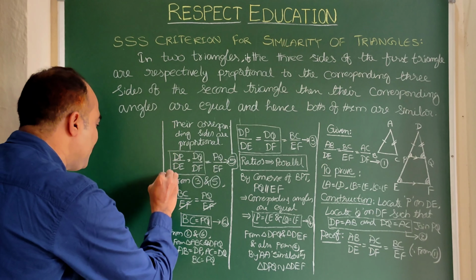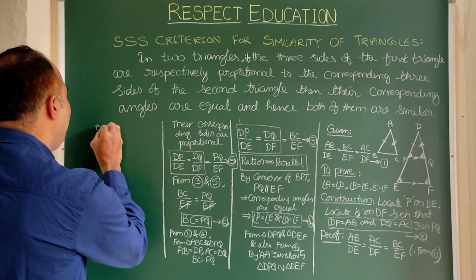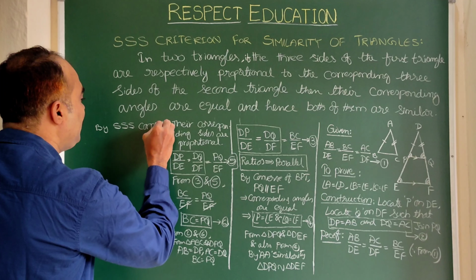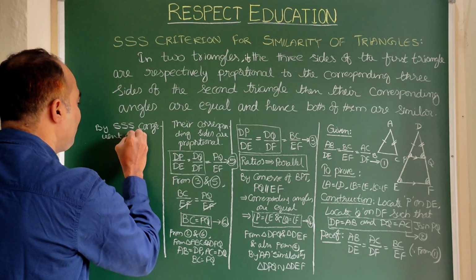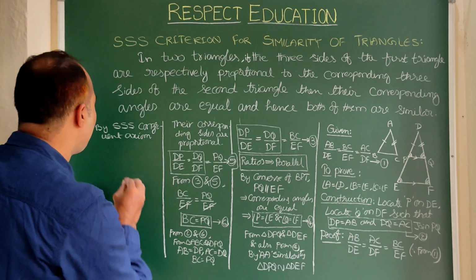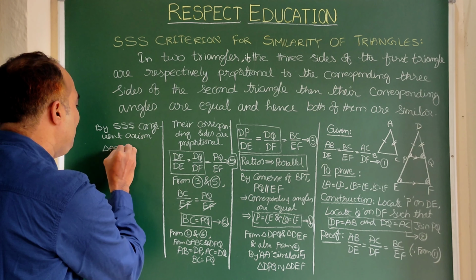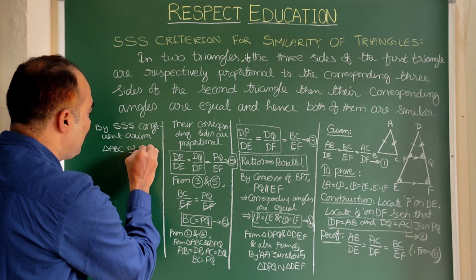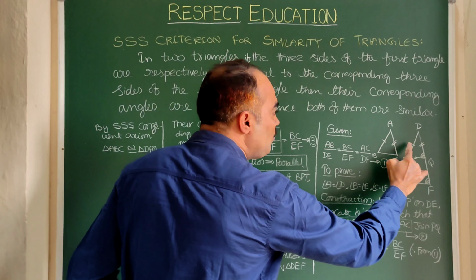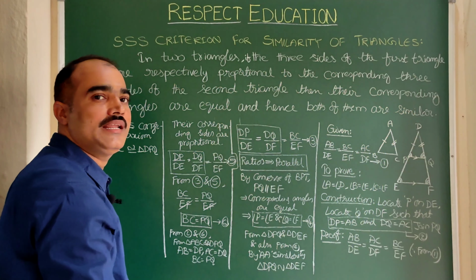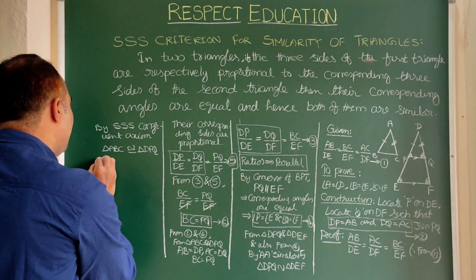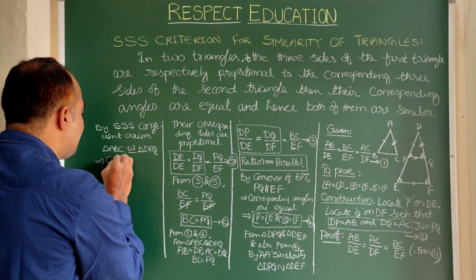So here by SSS congruency axiom, we can say that both the triangles are congruent. Triangle ABC is congruent to triangle DPQ, right? When these two are congruent, their corresponding angles are equal. So here angle A equal to angle D. So we can write that their corresponding angles are equal.